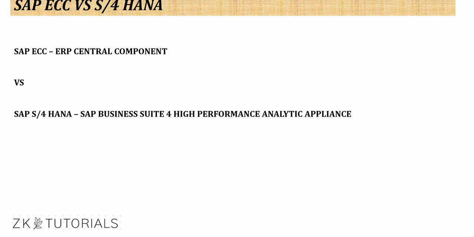ECC is an old product which has some limited options and features. S4 HANA is a new product which is feature loaded. So these are all general ideas, and generally we will have some clarity on this particular part. Now I'm just going to give you more clarity on this.